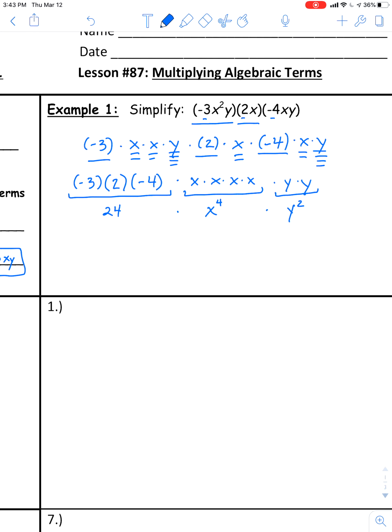Now, we don't leave them spread so far apart when we write our final answer. We smash them all together for our final answer of 24x to the 4th power times y squared. And that would be our final answer for that problem.